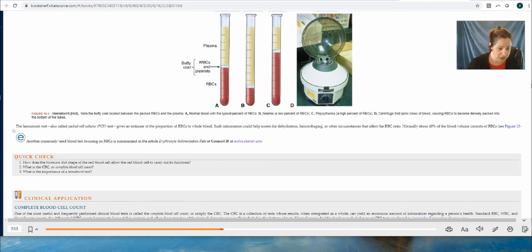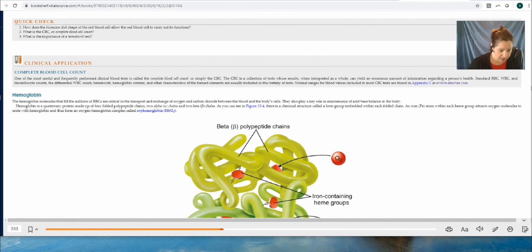We also can do, that doesn't talk about it here. Oh yeah, it does here. The hemoglobin, this is where it gets really in depth into chemistry, and you don't have to memorize all this chemistry. But the hemoglobin, which is another blood test we can run on the patient, is measuring the amount of oxygen that is being carried by those red blood cells. Because that's obviously the point of the red blood cell. So if it's not carrying the oxygen properly, our body isn't getting what it needs.